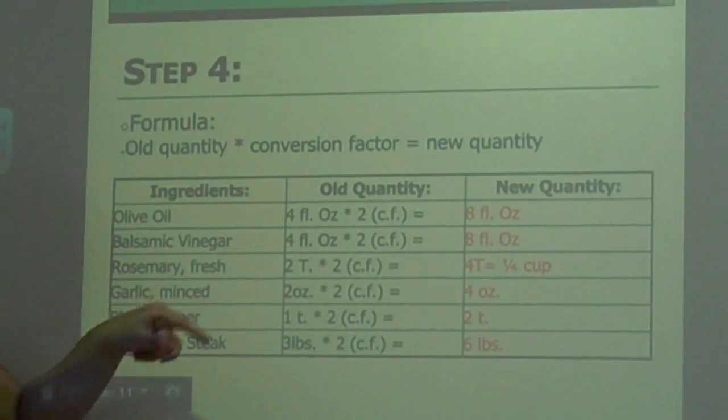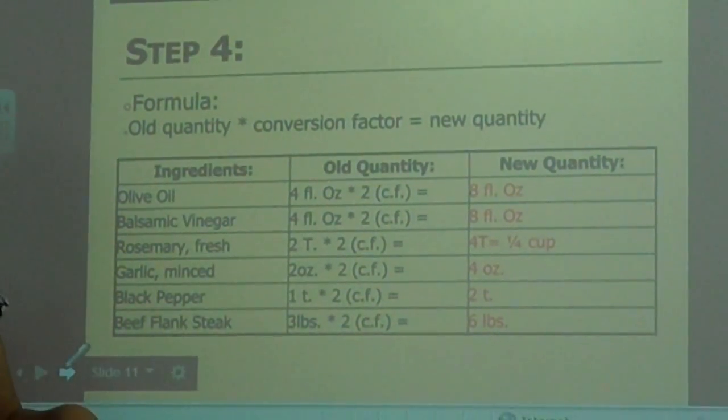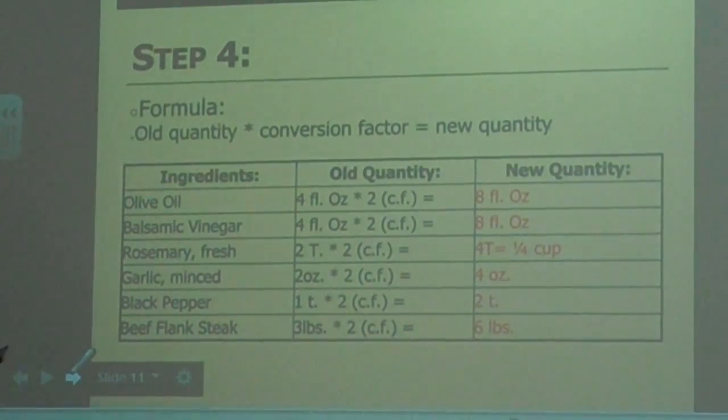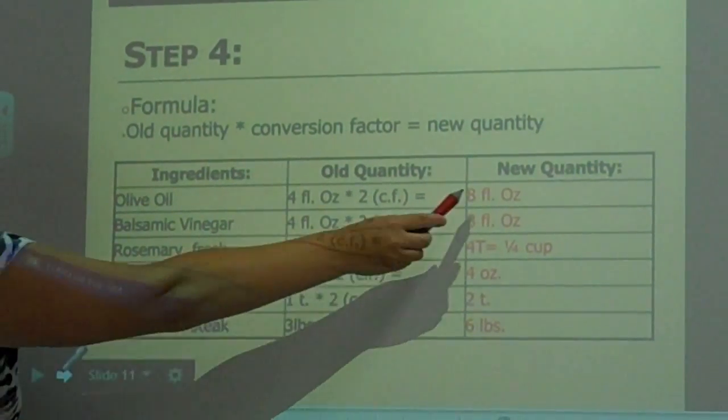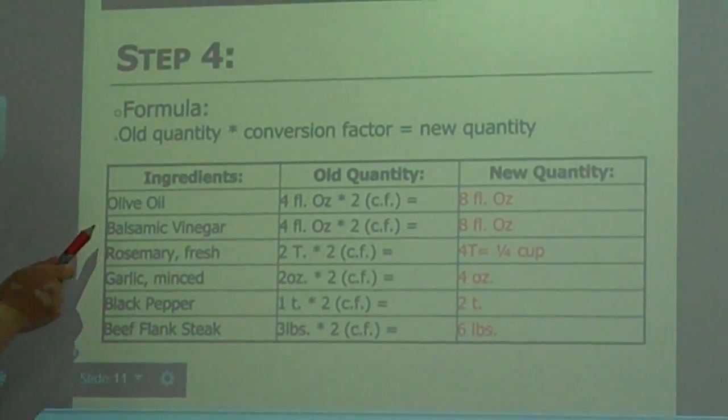So you're just going to take your original ingredient amounts and times them by your conversion factor of 2. So 4 fluid ounces times 2 is 8. Same thing that was for the olive oil, same thing for your balsamic vinegar.